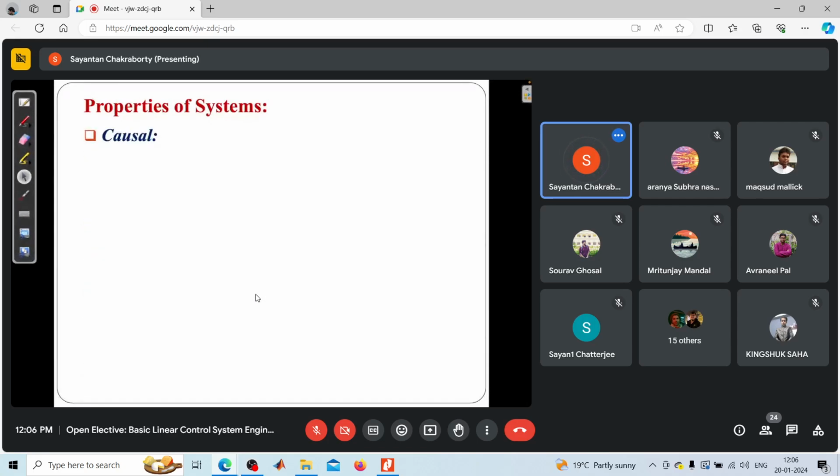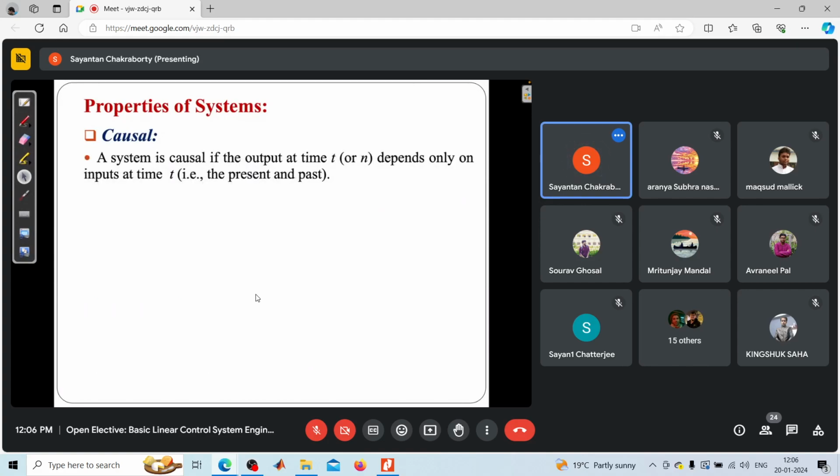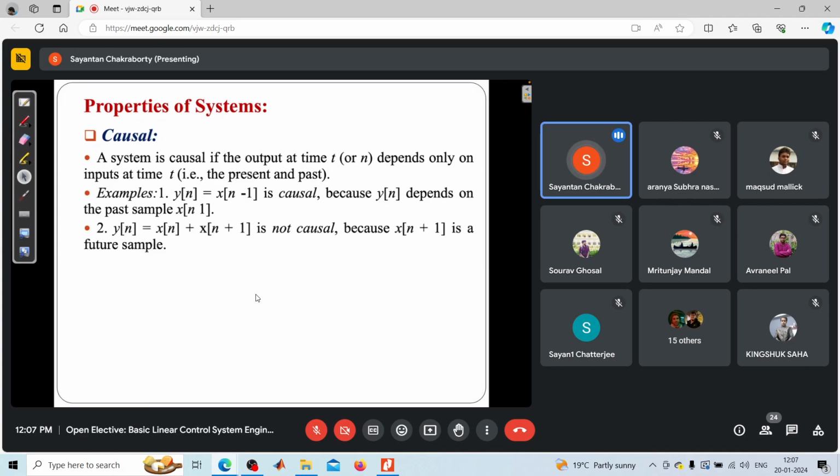Then causal. I've already mentioned that if the output at any instant of time depends only on the input at that time or previous instants of time, then it's a causal system. Otherwise, it's non-causal. Suppose this is a causal system, because the output at the nth instant is a function of the input at the (n minus 1)th instant.